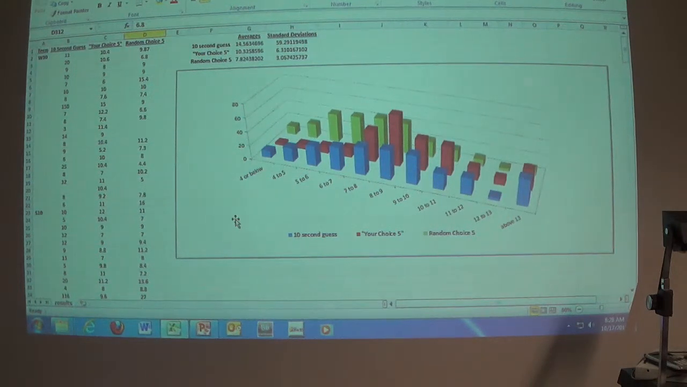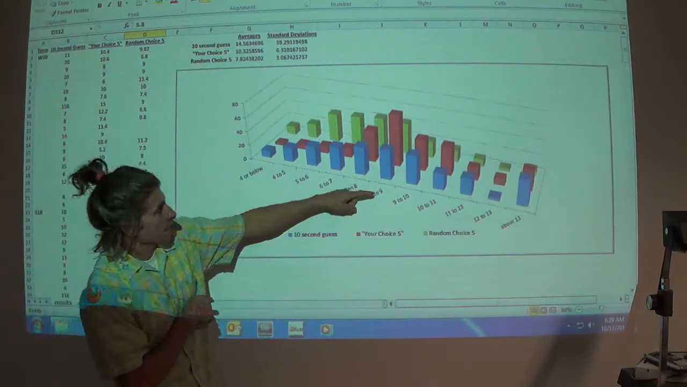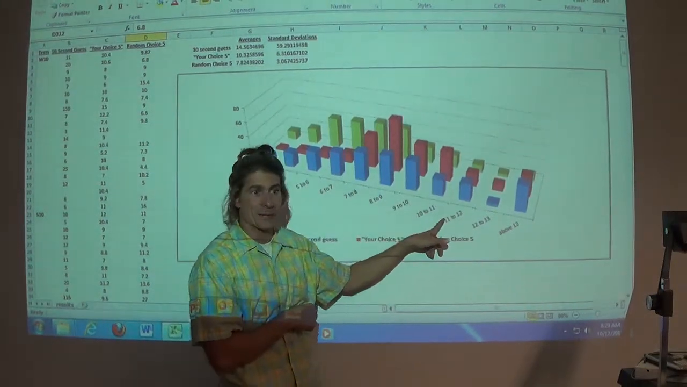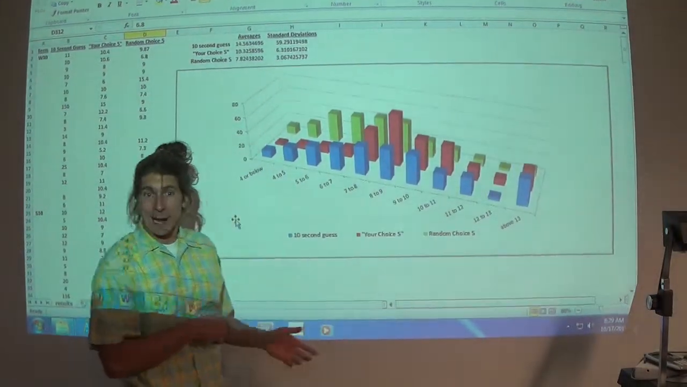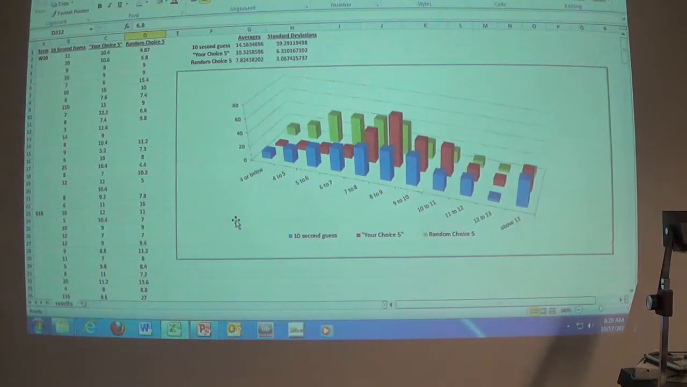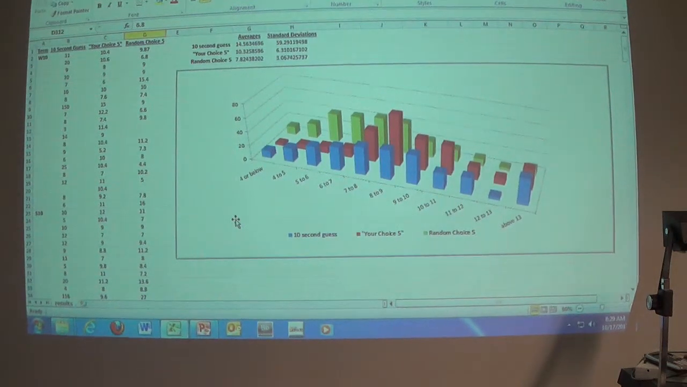My Your Choice 5 and my Random Choice 5 come out to be the same number. And that's phenomenal. The Random Choice 5 sometimes is, quote unquote, wrong. Did you notice that? Random Choice 5 is green. Sometimes the Random Choice 5 puts you out here at 11 to 12. I mean, it's not that Random Choice 5 is always the best. It's that on average it's better.